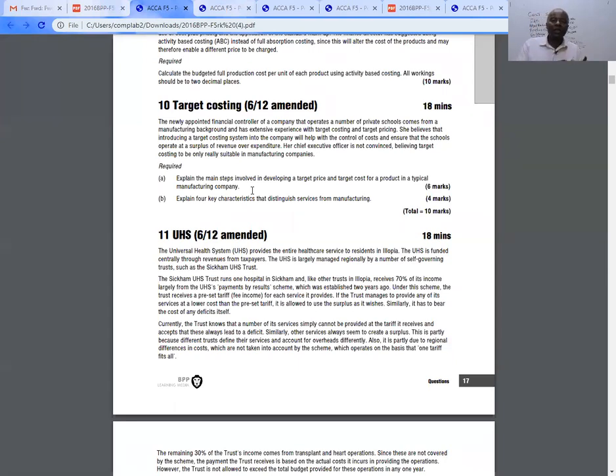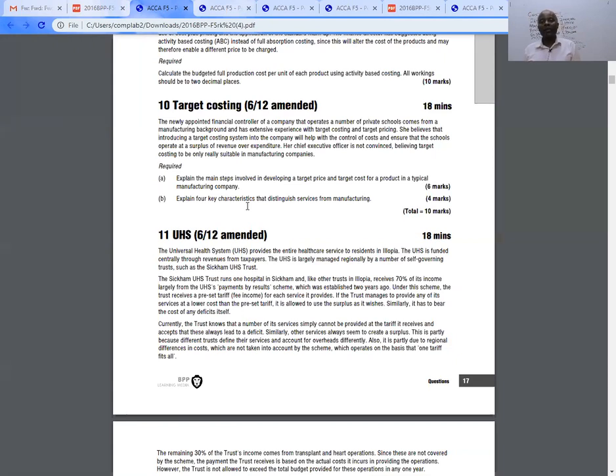How do we get this targeted cost? It is targeted selling price minus the targeted profit margin. And then, of course, lastly, there is what we call the cost gap. Very important. Now, ladies and gentlemen, look at part B. Explain 4 key characteristics that distinguish services from manufacturing.